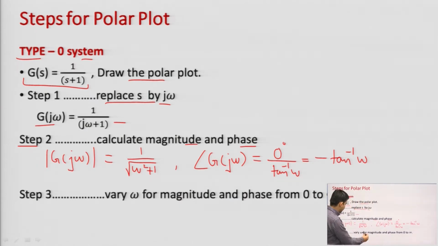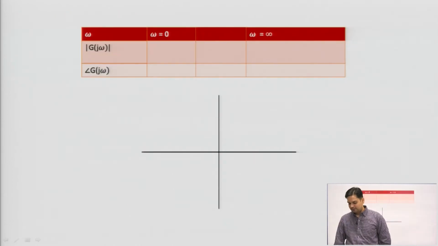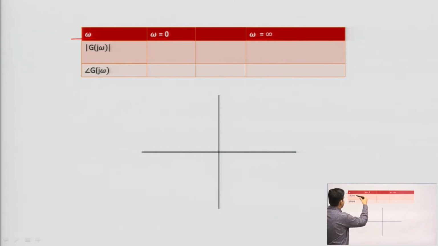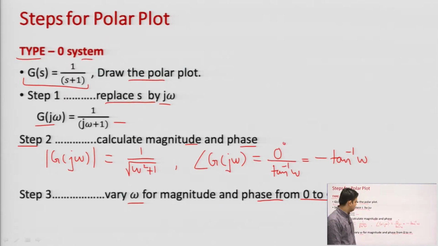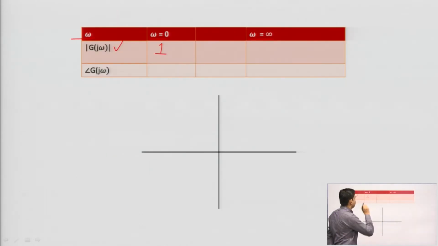Now, step 3, we have to vary omega for magnitude and phase from 0 to infinity. For that purpose we have to make a table, right. In the table I am keeping omega here. First I am making omega equal to 0, then omega equal to infinity. In that case I need to see what my mod value is. Here you can see when I put omega equal to 0, this would be value 1. It means when my omega is equal to 0, this value is 1.